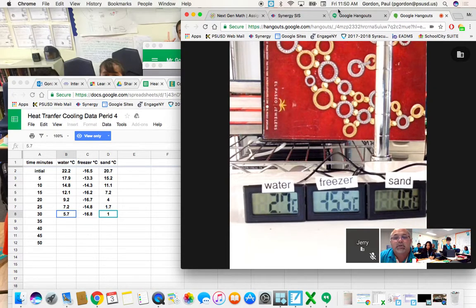All right, new temperatures. Water 2.7. Freezer negative 15.5 and sand 1.0. How long is lunch? Not long enough. That's weird. I wonder what's going on with the sand.